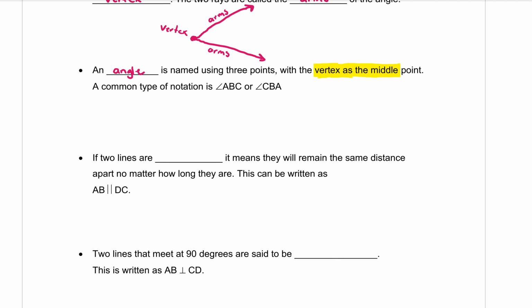So underneath here it says a common type of notation is angle ABC. So we use this slanting, it almost looks like an L, but it's slanted over to be a little angle sign. Angle ABC. So the B being in the middle would mean that that is where the vertex is of that angle. But that could also be written as angle CBA, because the B is still in the middle, it would still be the same point.